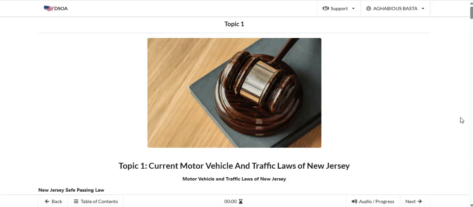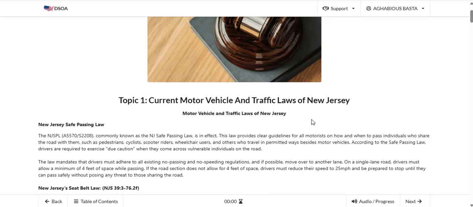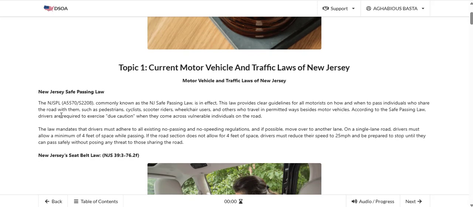Topic 1. Current Motor Vehicle and Traffic Laws of New Jersey. New Jersey Safe Passing Law, the NJSPL. A5570/S2208, commonly known as the NJ Safe Passing Law, is in effect.